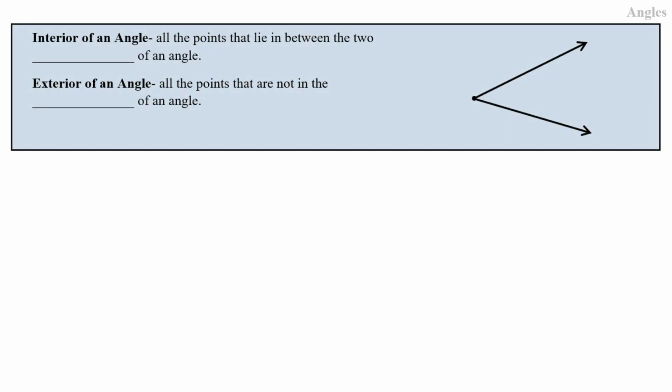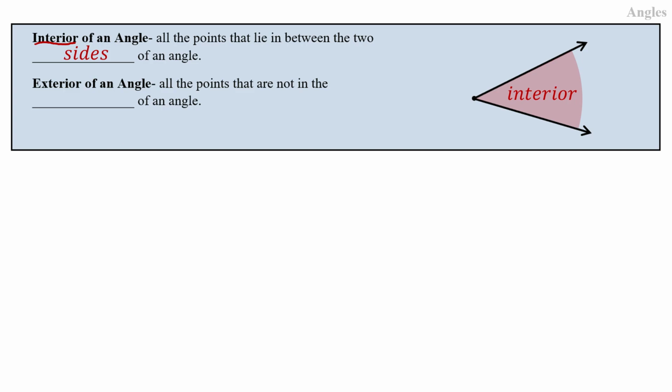Okay, the interior of an angle. Interior just basically means inside. So the inside of an angle is all the points that lie between the 2 sides of the angle. I'll draw a little animation here. This is all the points that are in between that angle. Any point inside there would be a point in the interior.